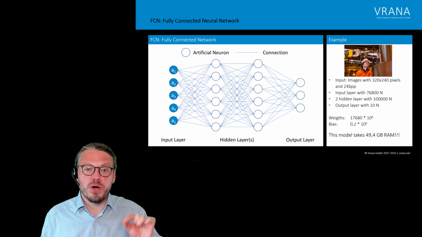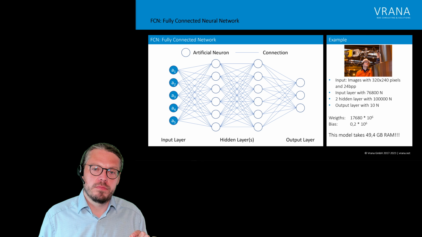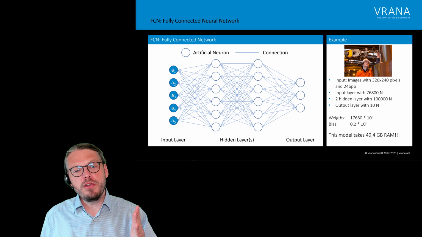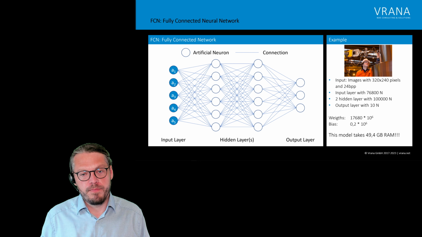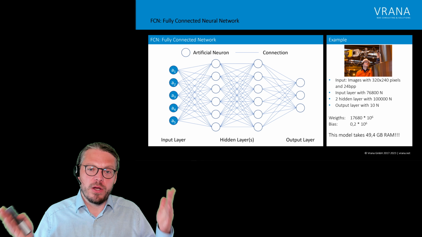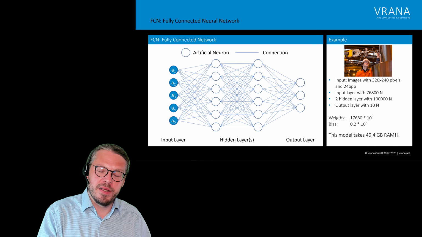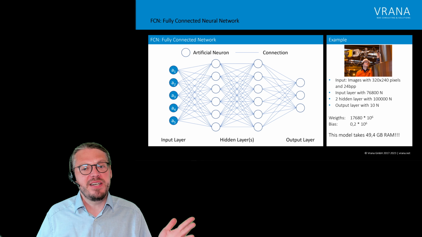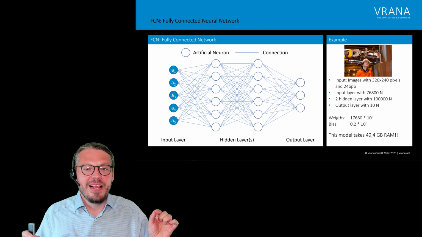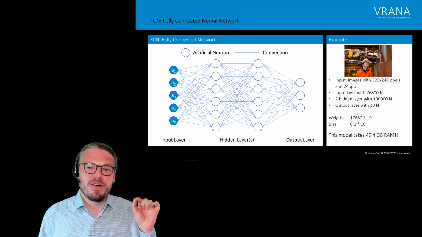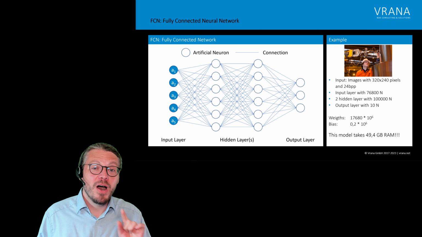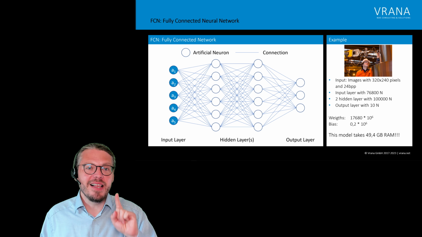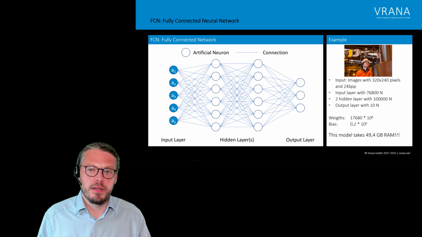And for each of those connections, we need a weight. And for all the receiving neurons, we need a bias. Now, all those weights and all those biases, we have to train. And we have to store them somewhere once we have trained them. And storing that model takes 50 gigabytes of RAM. Just for such a still quite small example.